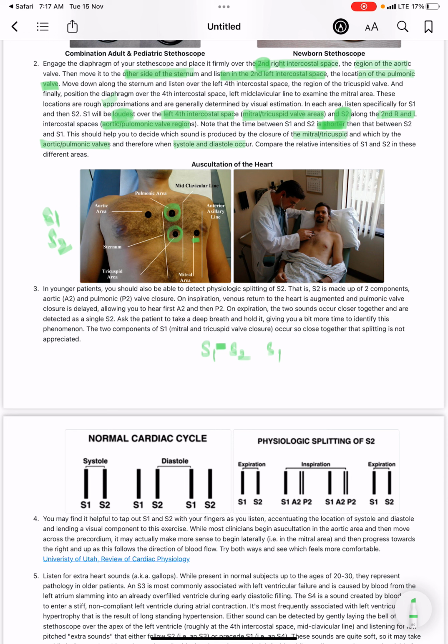In younger patients, you should also be able to detect physiological splitting of S2. This splitting of S2 you should be able to detect in younger patients. S2 is made up of two components. What are the two components of S2? A2 and P2. A2 is aortic valve closure and P2 is pulmonic valve closure.